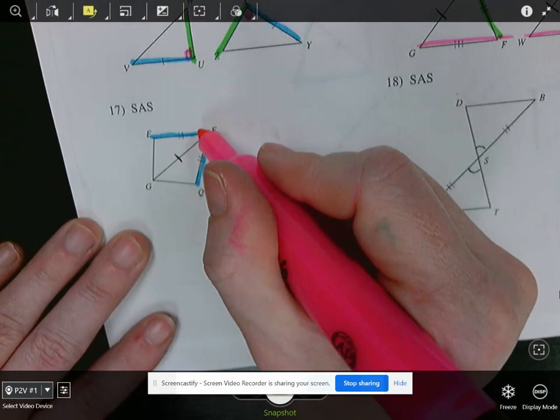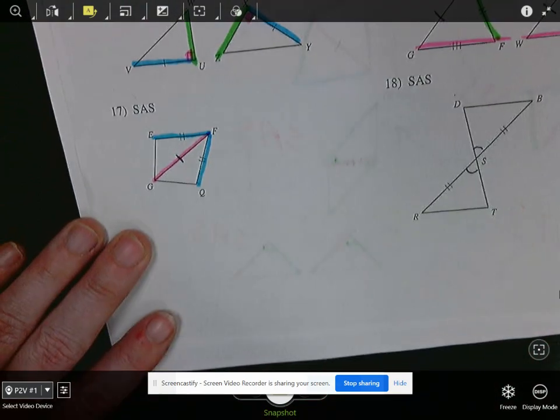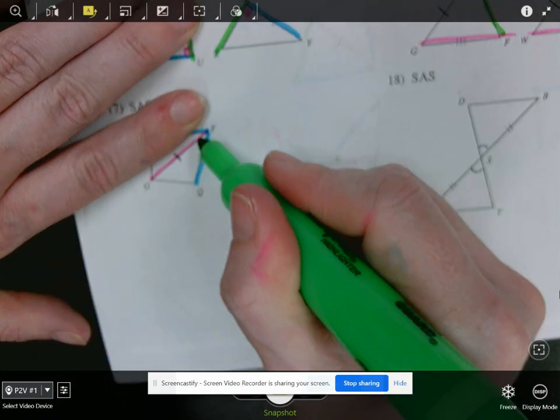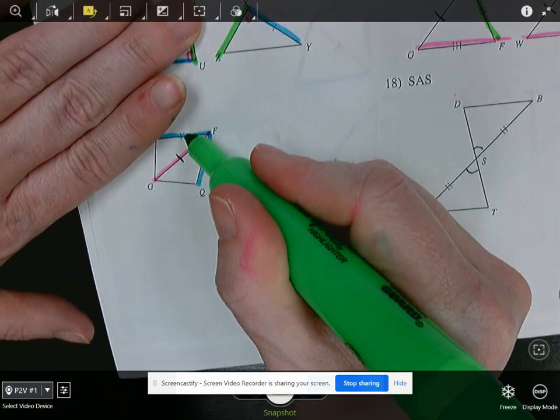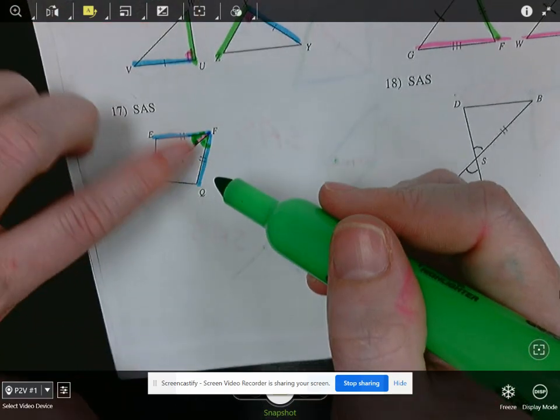And they have this pair of sides marked. I need the angle in between. So in this triangle, it would be this angle here. And in this triangle, it would be this angle here. So these are the two triangles that need to be marked congruent.